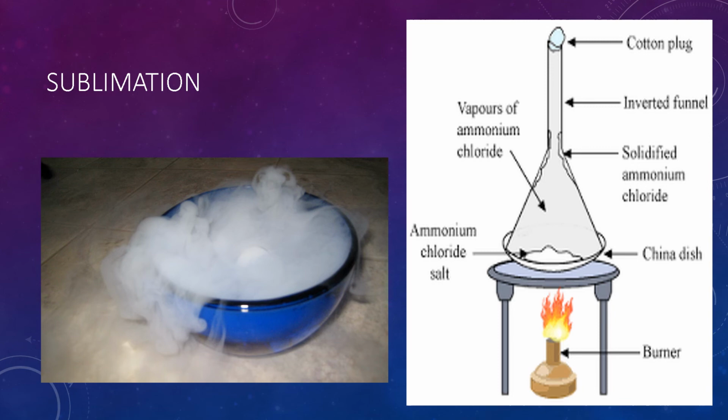Some examples of sublimates are iodine, solid carbon dioxide, which is also known as dry ice, which is used in theaters and movies to give the effect of smoke coming out, and then ammonium chloride, camphor, benzoic acid, and naphthalene. These are some examples of sublimates.